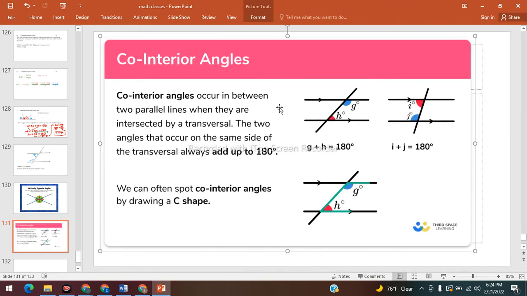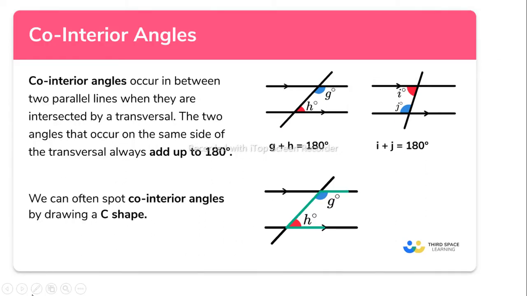These are co-interior angles. Let's go here. Again, they form a C shape. You can clearly see the C shape right there. So H and G are co-interior angles, and also I and J. It could be on either side. There's a backward C though. So I and J would be considered co-interior angles, and H and G would be considered co-interior angles. Are we clear on that?